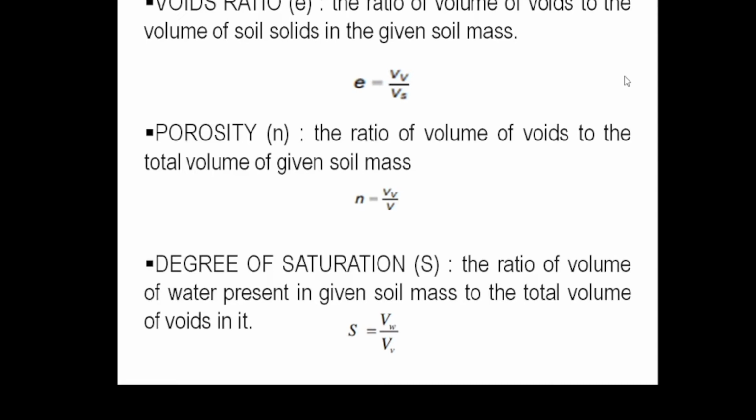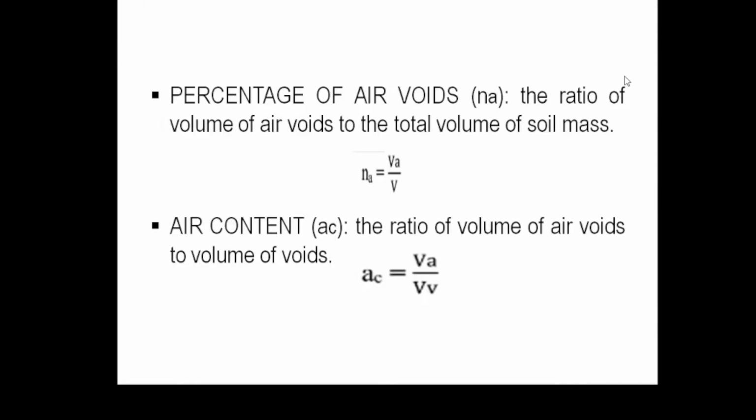Degree of saturation, which is denoted by the letter S. It is the ratio of volume of the water present in the soil mass to the total volume of voids present in it. Percentage of air voids, which is denoted by the letter Na. It is the ratio of volume of the air voids to the total volume of soil mass.